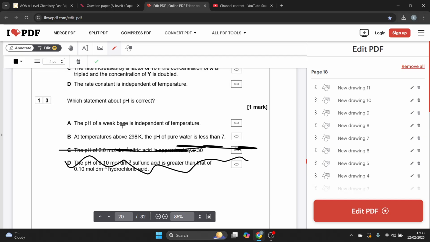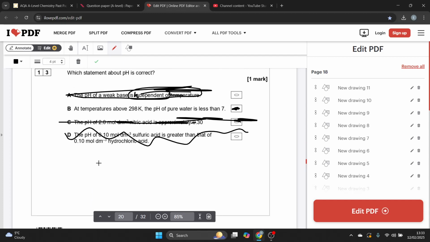The pH of a weak base is independent of temperature? No, it is dependent on temperature. Therefore, the answer must be: at temperatures above 298 Kelvin, the pH of pure water is less than 7. That makes sense because if we increase the temperature above 298 Kelvin, the pH of pure water is less than 7, because the concentration of H plus ions is going to increase, right? So, yeah.